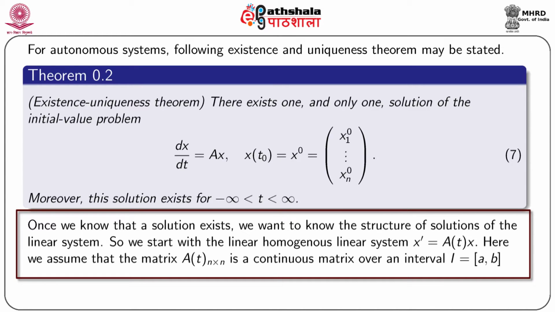Once we know that a solution exists, we want to know the structure of solutions of the linear system. So, we start with the linear homogeneous system x' is equal to A(t)x. Here we assume that the matrix A(t) of order n is a continuous matrix over the closed interval I, which is equal to [a, b].